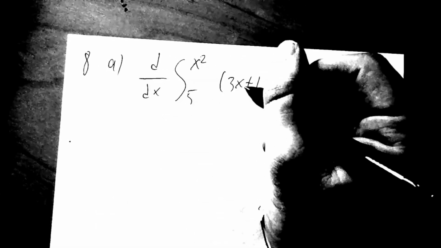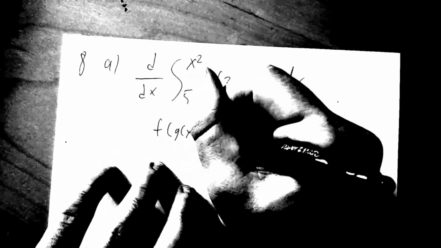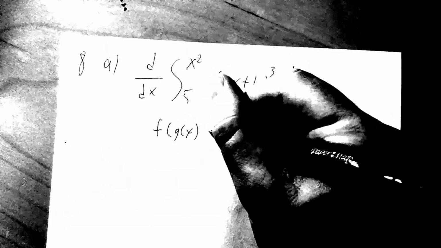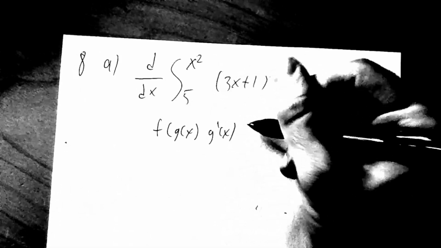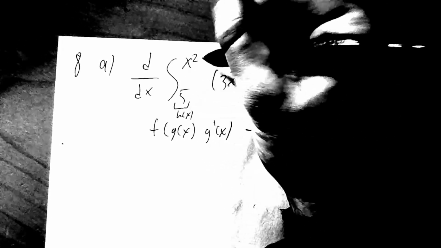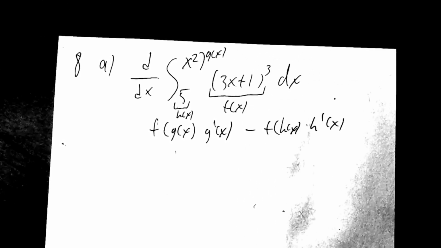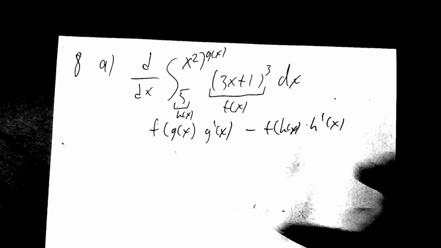Again, the formula is in your notes, but it's f of g of x times the derivative of g of x, minus f of h of x times the derivative of h of x, where this is h of x, this is g of x, and essentially this is f of x, or this is f of t. So once you understand the formula and you know how to identify it, you're plugging it in.